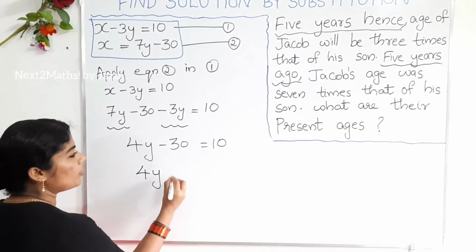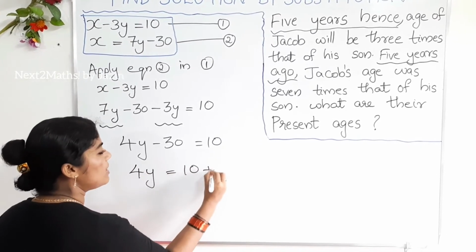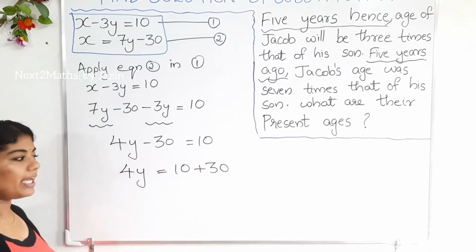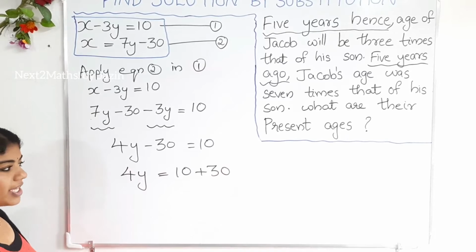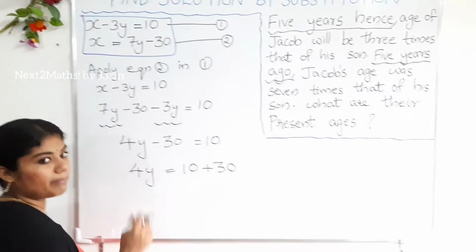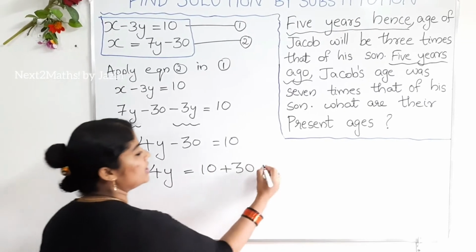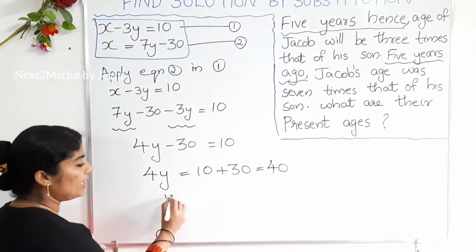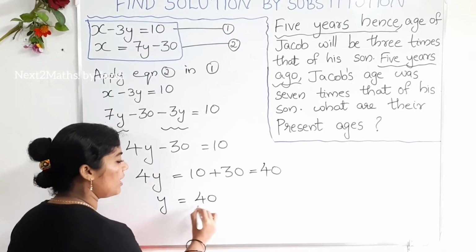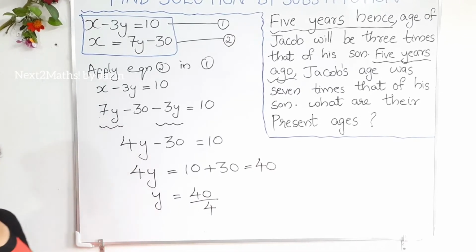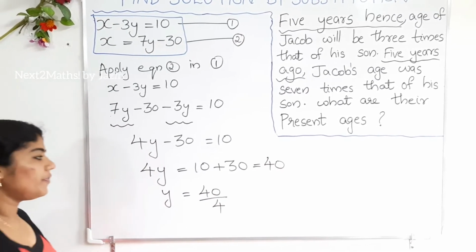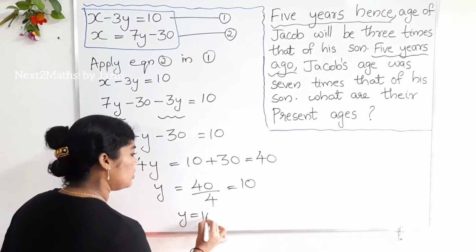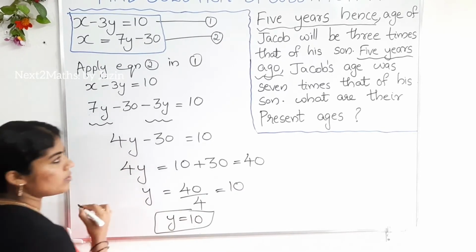4y, next step, 4y equal to 10 plus 30. This minus 30 moving to the right side, it will be the RHS side. Change of sign, minus will be plus. Plus 30, 10 plus 30 is 40. So now y equal to 40 divided by 4. 40 divided by 4, 10 4s are 40. So y is 10. So you got y equal to 10.